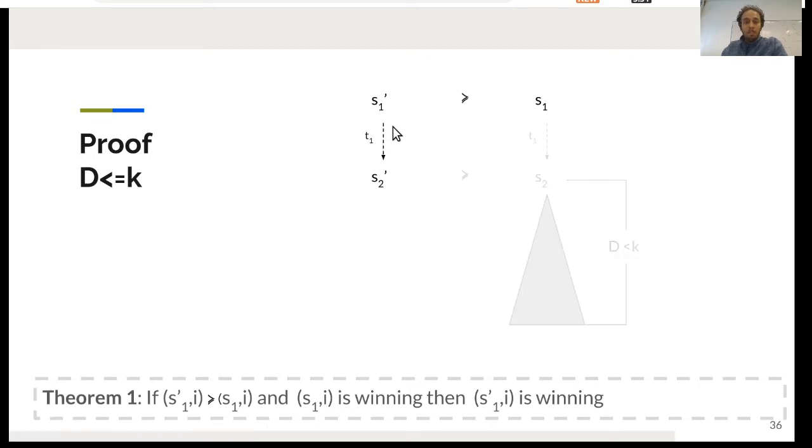On the other hand, if there is an environment transition from S1 prime to T using T1, then by definition the same transition is also enabled at S1. And S2 is winning because, since S1 is winning, all the environment transitions should result in a winning configuration. In particular, S2 is also one which has a lesser distance by definition. This means by the induction hypothesis S2 prime is winning, and since T1 is arbitrary, S1 prime is also winning.